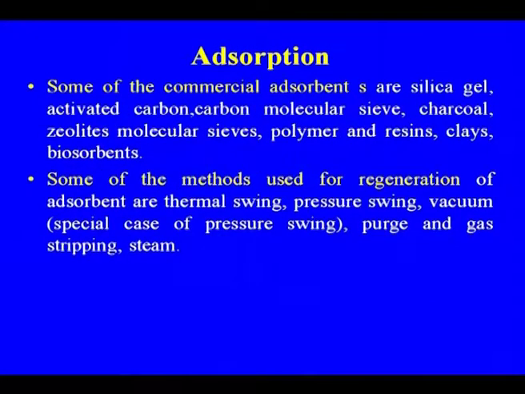Some of the commercial adsorbents are silica gel, activated carbon, carbon molecular sieve, charcoal, zeolites, molecular sieves, polymers and resins, clays, and bioadsorbents. These are some of the commercially available ones. Because of the coming of the molecular sieve, there has been a lot of application of the adsorption process, even pressure swing adsorption, which is being used in the separation of many chemicals in the petroleum and petrochemical industry.